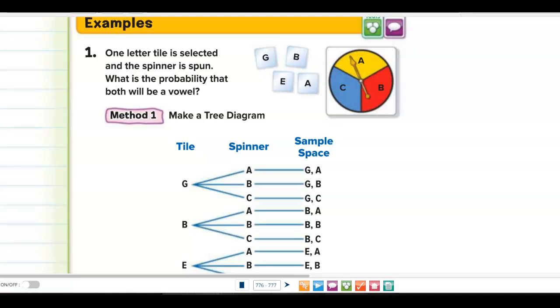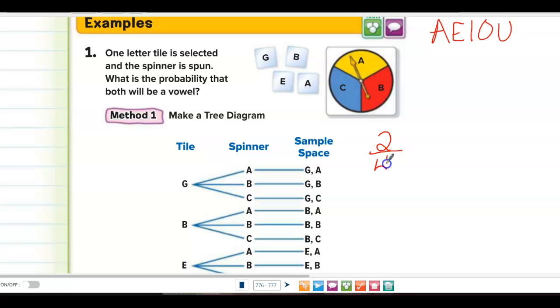Number tile is selected and the spinner is spun, what is the probability that both will be a vowel? So if you're looking at your tiles, again, what are vowels? A, E, I, O, and U. So looking at your tiles, how many options do you have that are vowels? 2. Out of how many?